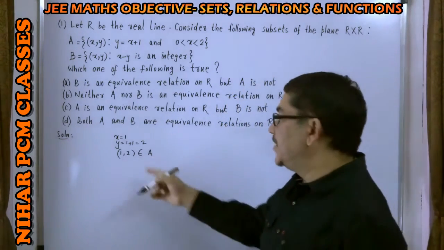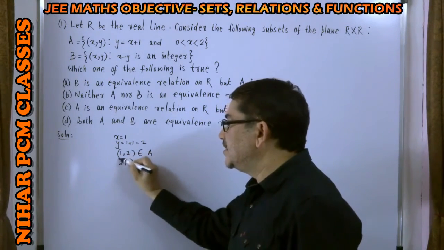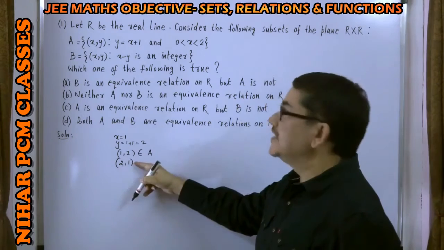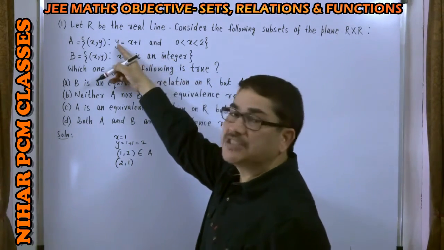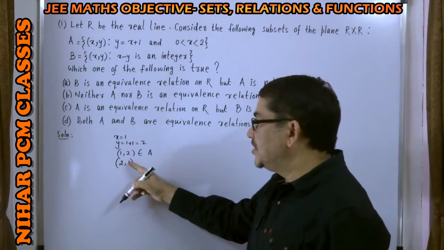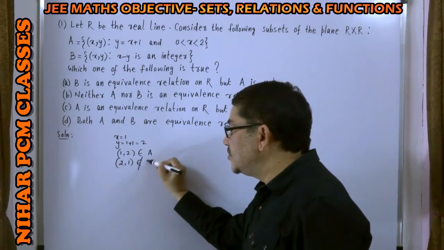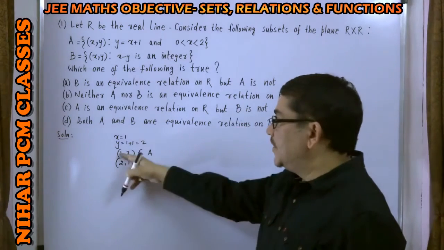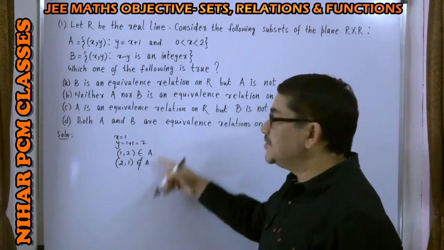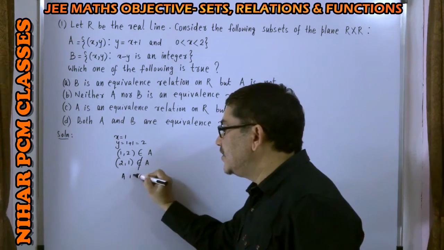Now let's see whether (2, 1) belongs to A or not. Does it belong to A? No. Because for (2, 1) to belong to A, the condition is that the second element must be 1 more than the first element. Second element is 1, first element is 2. This is not 1 more than 2. So clearly this doesn't belong to A. (1, 2) belongs to A and (2, 1) doesn't belong to A. So what does this mean? From this we can say that A is not symmetric.